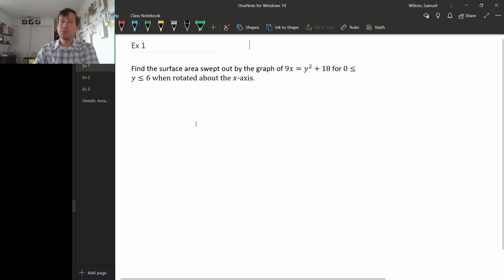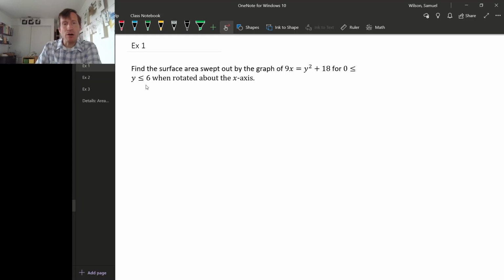Let's look at a few examples of calculating surface areas of rotation using these surface area integrals. So let's start out with this one. We're going to find the surface area swept out by the graph of 9x = y² + 18 for y values from 0 to 6, and we're going to rotate this graph about the y-axis. So just to get a handle on this, let's draw a picture of what this situation is.